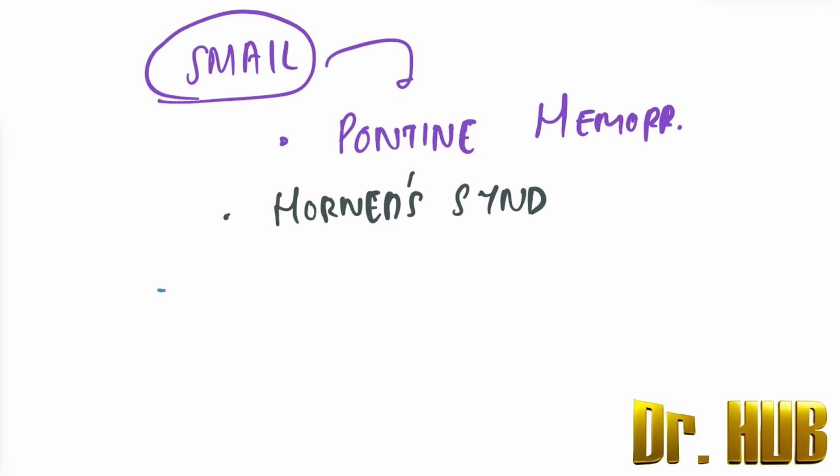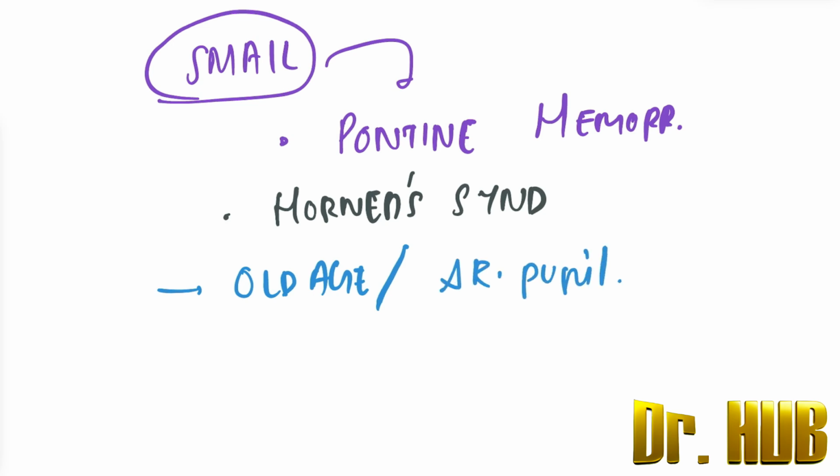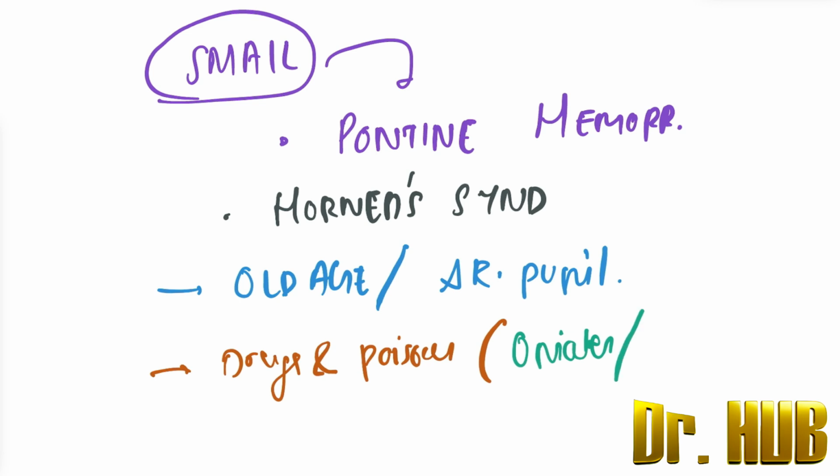Next, it can be due to old age, it may be due to the AR pupil, that is Argyll Robertson pupil, as well as drugs and poisons. So this includes the opiates as well as the OP, that is the organophosphates.